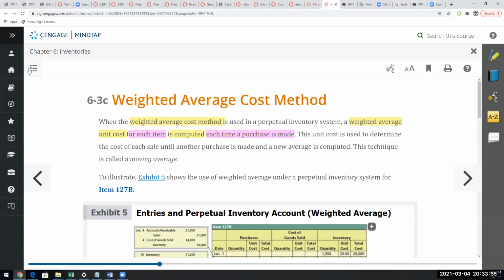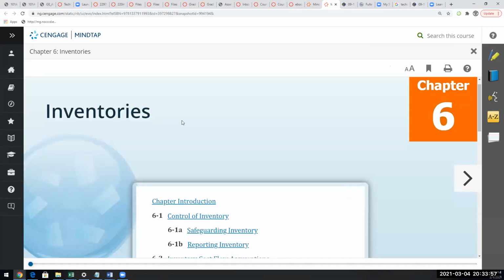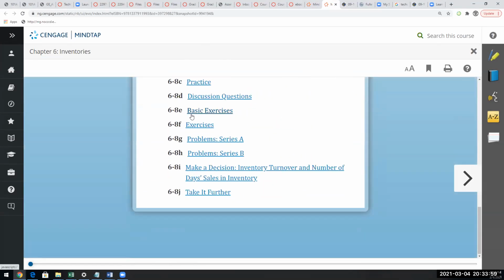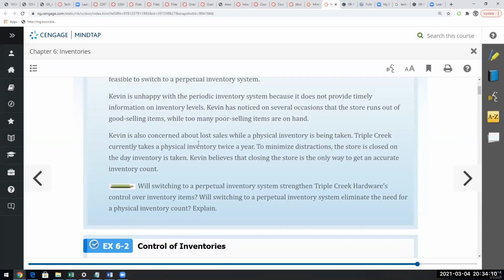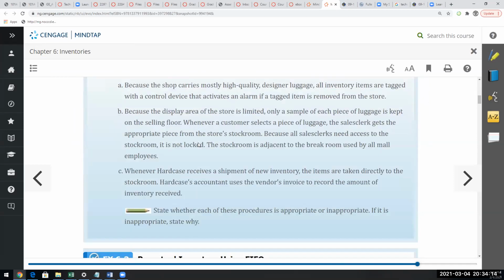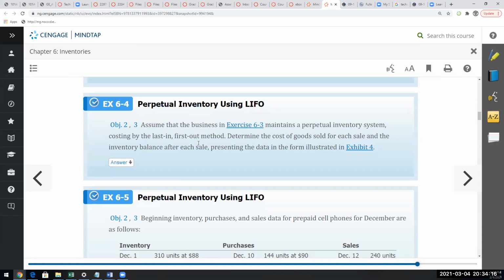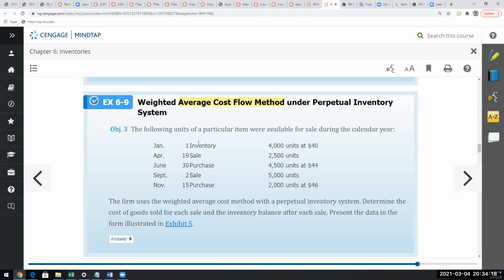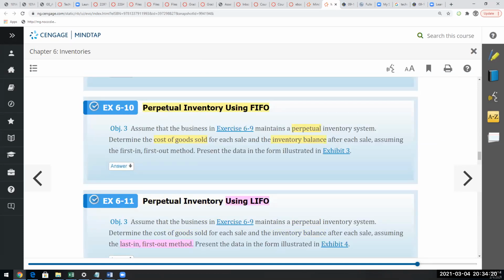So I'm going to go into my table of contents and I'm going to scroll to the bottom. And these are exercises, which means that they're not as tricky as the problems and not as easy as the basic exercise. So open up the exercises and scroll down. Now we're going to do LIFO, FIFO, average cost. The first thing that we're doing is down here, we're going to do FIFO first. It says perpetual inventory using FIFO.